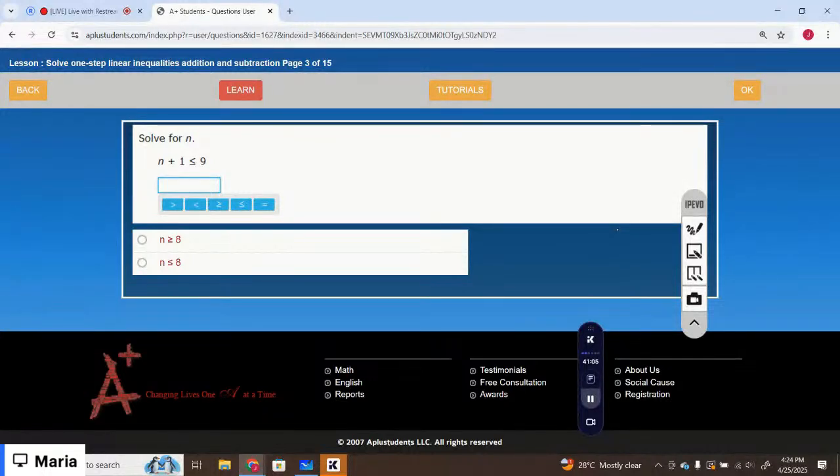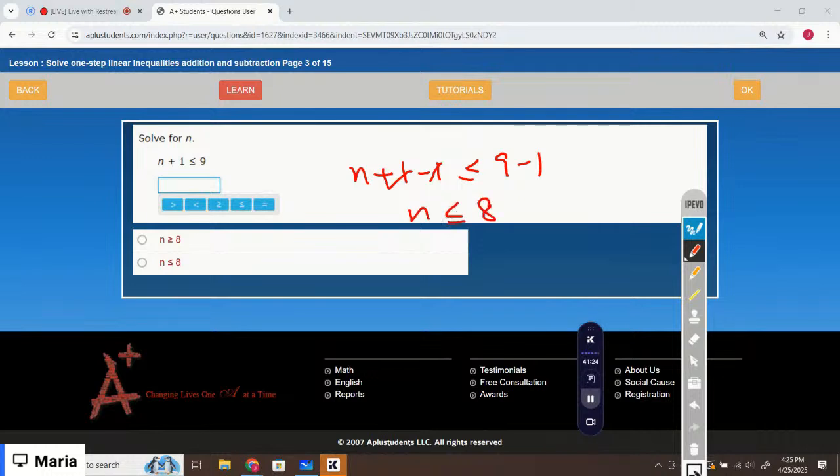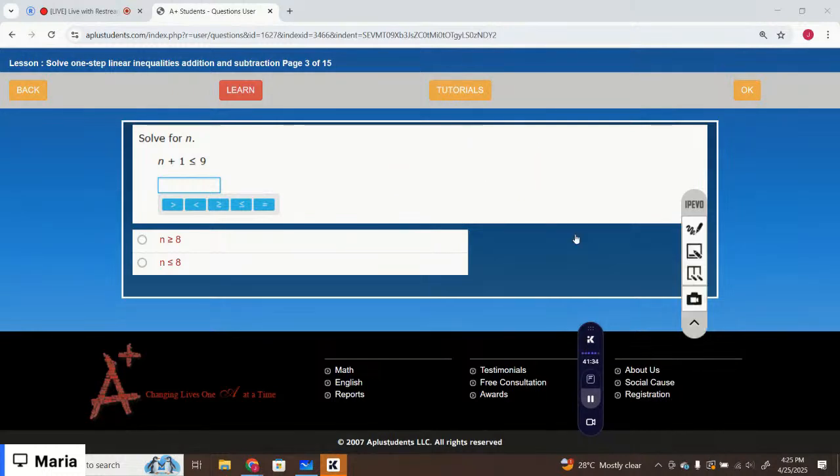Solve for n. n plus 1 is less than or equal to 9. n plus 1 minus 1, 9 minus 1. So n is less than or equal to 8. Option number 2 is the correct option. n is less than or equal to 8. Option number 2 is the correct option.